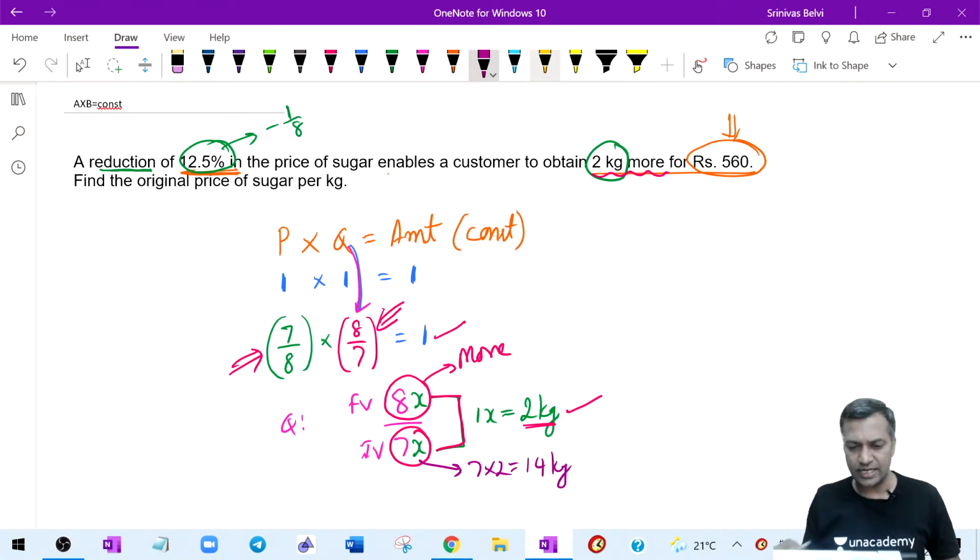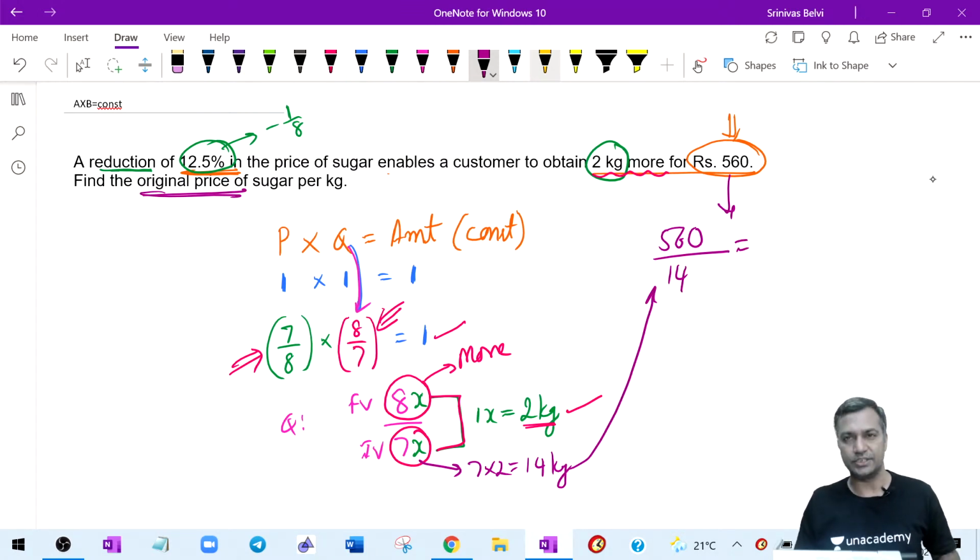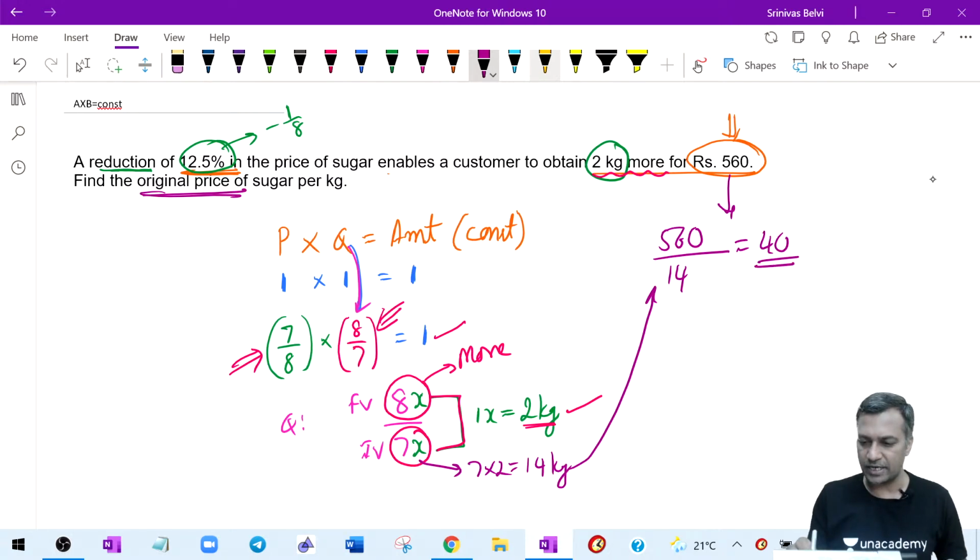Initial quantity is 14 kgs. Therefore, what is the original price? Original price is 560 rupees. You used to pay for how many kgs? For 14 kgs. Right? So, therefore, you say that it is nothing but 40 rupees per kg. What was the price of the sugar? Rupees 40.